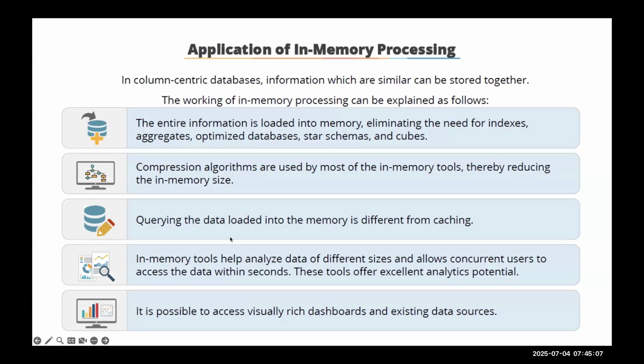But see, what is mentioned here: querying the data loaded into memory is different from caching. As I told you, caching is also storing into memory. But here it is different from caching because we are loading all the data into memory and reading it. In caching, we don't need all the data in memory. We are just reading the data which we are frequently accessing, or where we need performance improvement. But Spark loads all the data and then does whatever transformation or action you do.